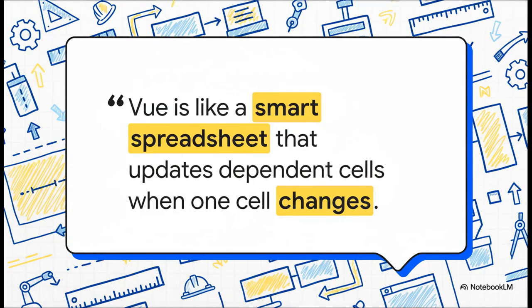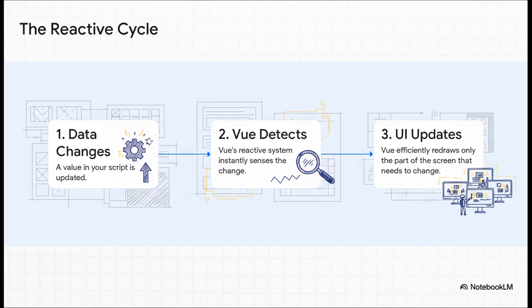Honestly, this is the best way to think about it. Imagine a smart spreadsheet. You change a number in just one cell and bam! Instantly, every formula, every chart, every total that depends on that one cell updates automatically. Vue does the exact same thing for your web page. This concept is called reactivity. And this reactivity works in a really simple but powerful 3-step cycle. First, some data changes somewhere. Second, Vue's internal nerve network instantly detects that change. And third, and this is key, it surgically updates only the part of the screen that actually needs to change. It doesn't waste time rebuilding the whole page, which is what makes it so incredibly fast and efficient.